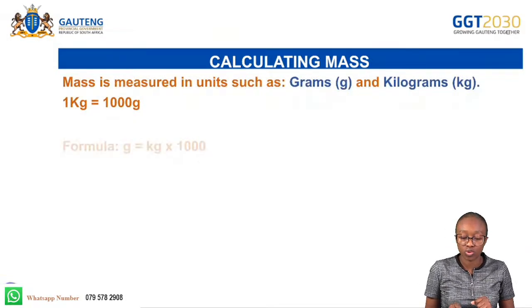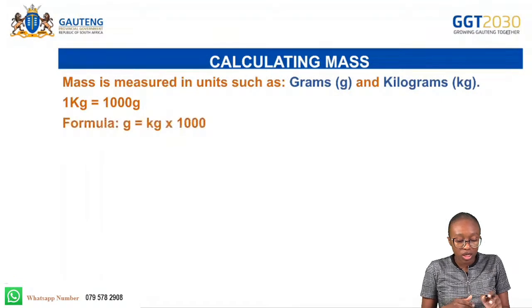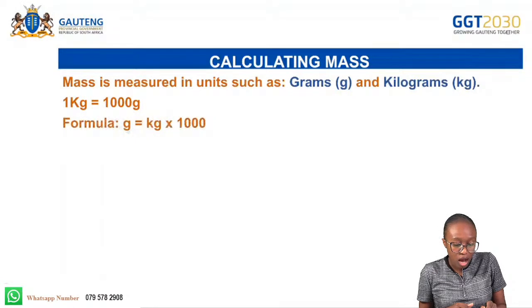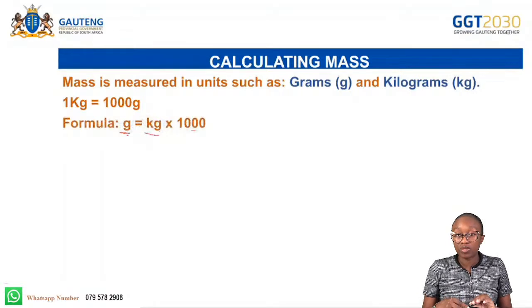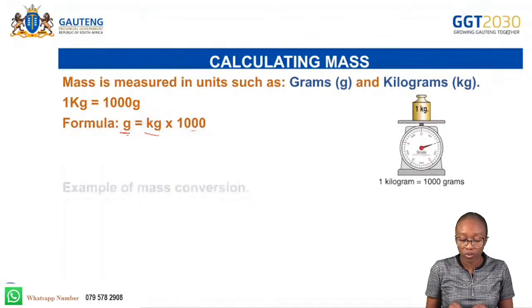1 kilogram is equal to 1,000 grams. And then how do we calculate? If we want to convert kilograms to grams, we simply say the amount of kilograms multiplied by 1,000. That's how we convert it after we measure.